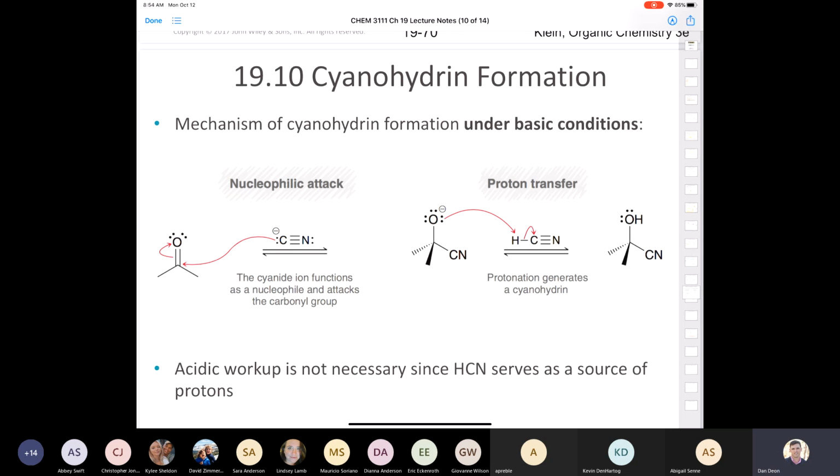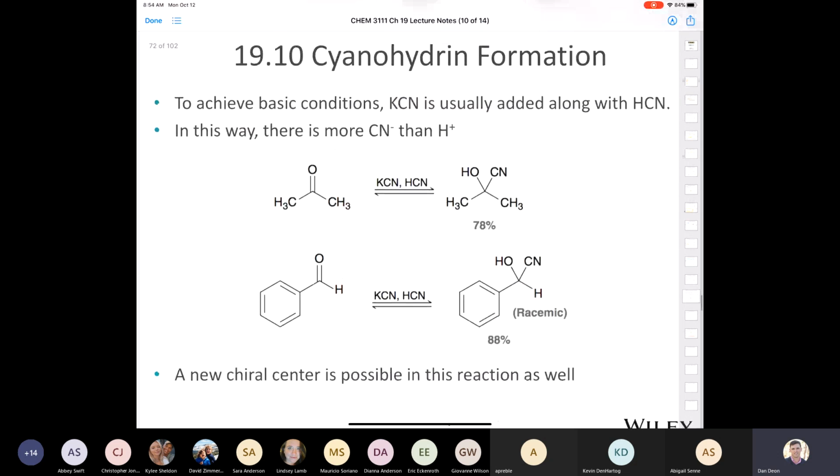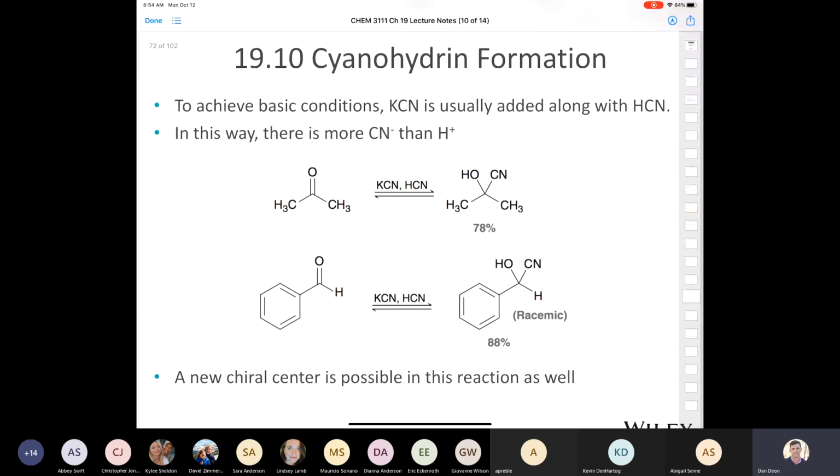We just have enough HCN in the reaction mixture that we can do another proton transfer and end up with the, what's this guy called here? The cyanohydrin. Okay, so cyanohydrin formation. Now, I have some notes written down here about cyanohydrins because there's quite a few different ways that he shows to do this chemistry in the book, and I'll go over them with you quickly here.